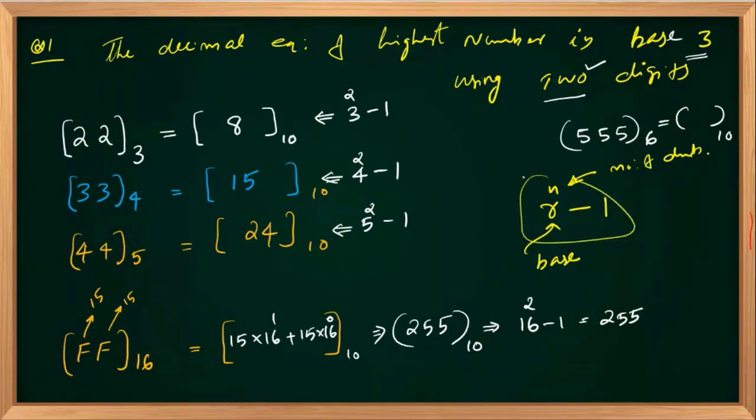So don't forget this. You need not calculate like this. Of course, your options are in the form of r power n minus 1. Suppose they are asking you triple six base 7, and what is the decimal equivalent? You will find an option 7 power 3 minus 1. So you can go for that. So base power number of digits minus 1 will be the decimal equivalent of the highest number using n digits in base r.